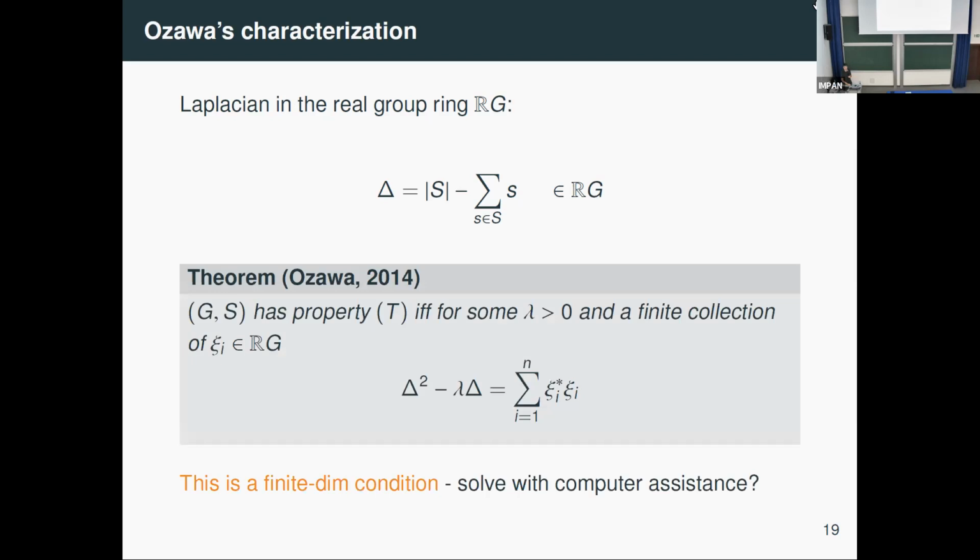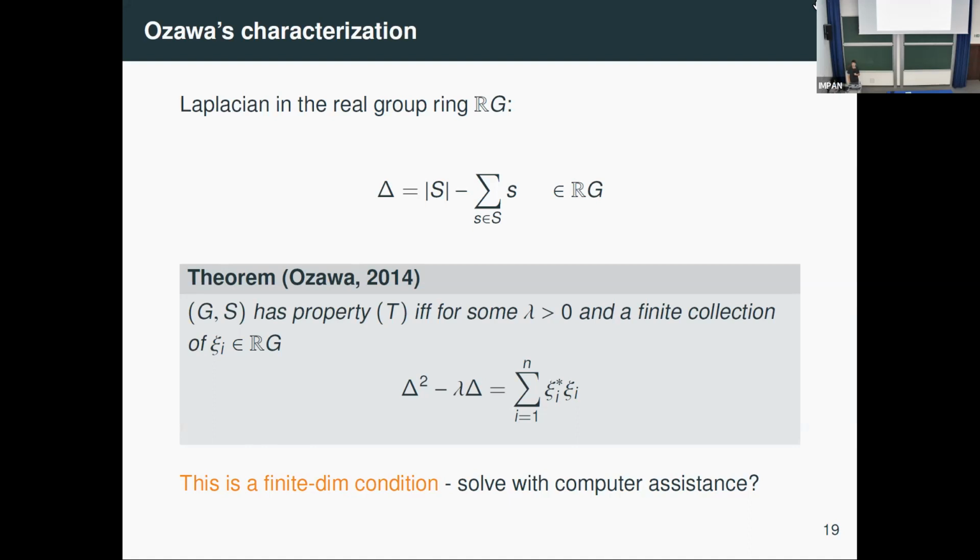And so what Taka proved is that you can actually use this element inside the group ring to characterize property T. So he showed that a group with the generating set S has property T if there is a positive constant lambda and a finite collection of elements psi_i from the group ring such that delta squared minus lambda delta is a sum of squares of these psi_i's.